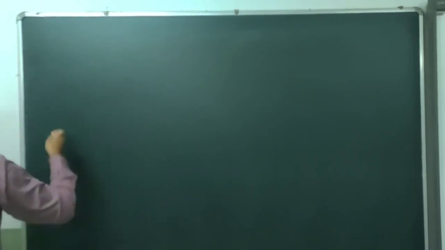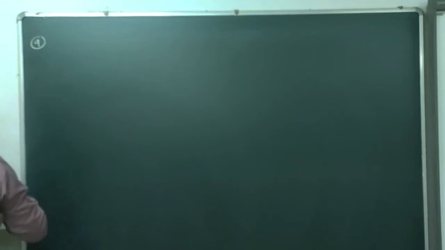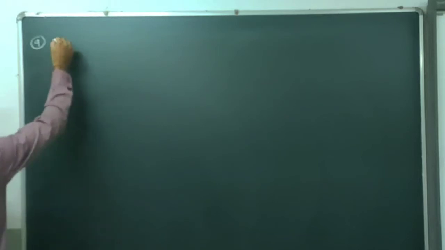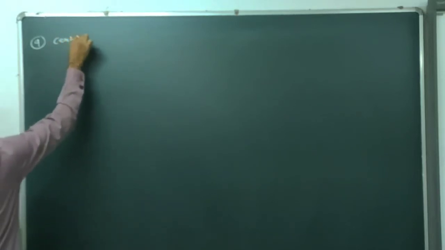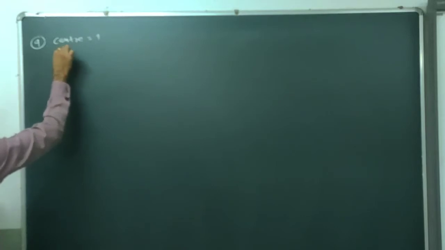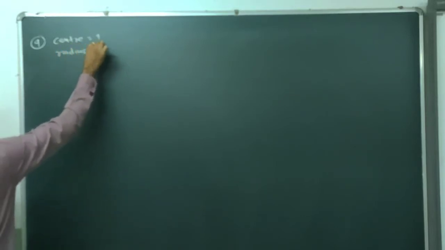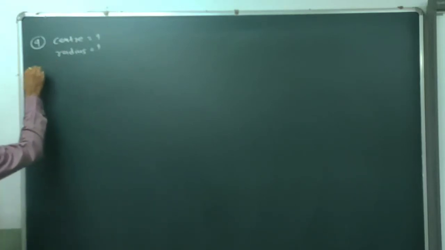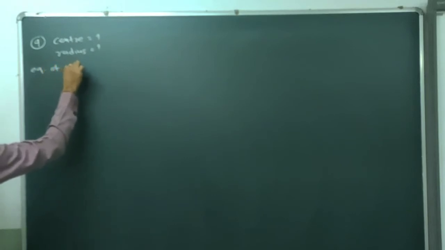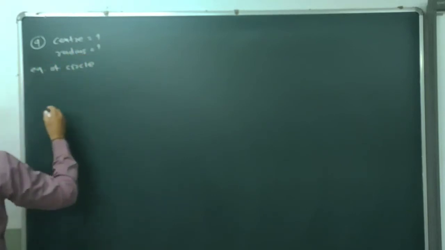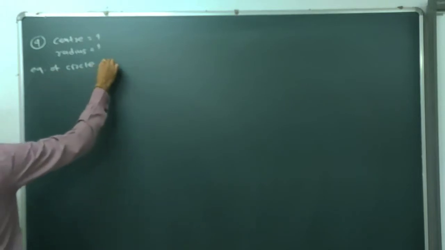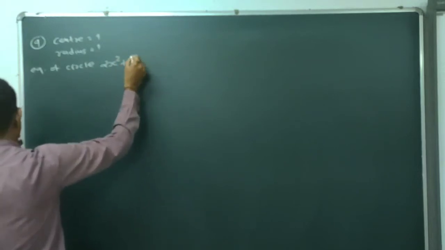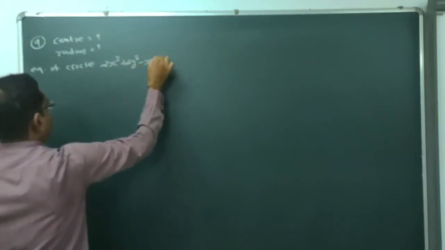So question number 9. Question number 9 says, find the center and radius of the circle. Again, the same type of question. You have to find the coordinates of the center and the length of the radius for the equation of the circle. The given equation of the circle is 2x square plus 2y square minus x equal to 0.